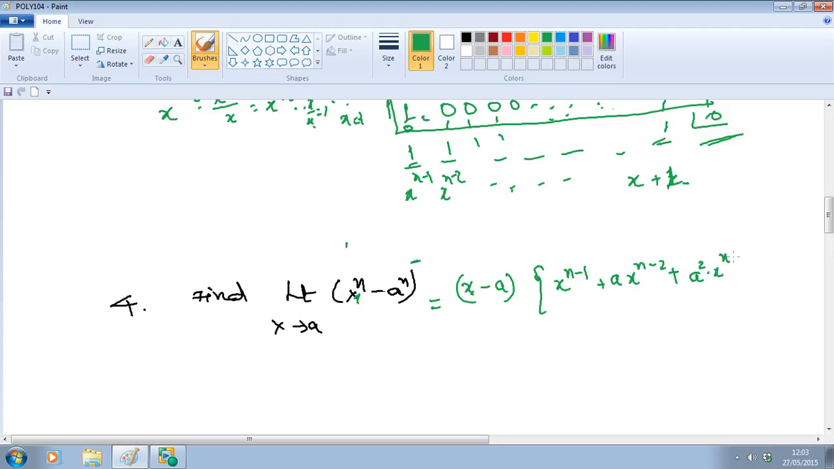x to the power n minus 3. As this power decreases, here the power of a also increases. Finally, plus, when this x factor has become just x, so from x to the power n minus 1, it becomes x. That means x to the power 1 you are getting.